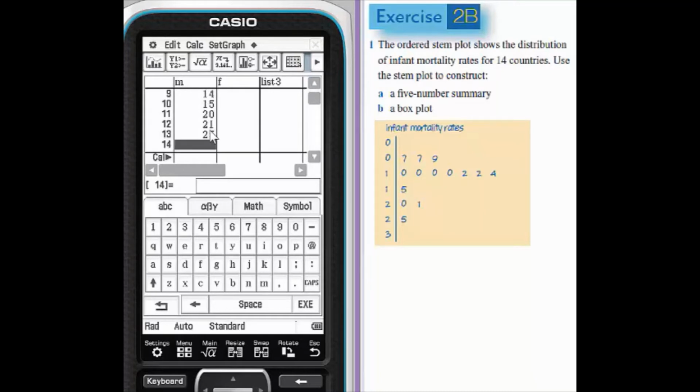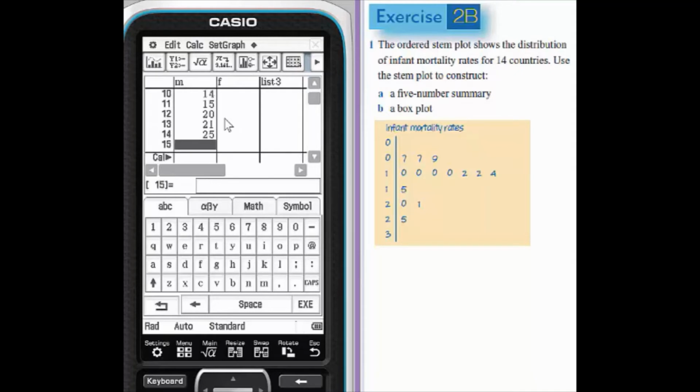So I'll just check that. Now you see here I've got 13 numbers, but the question tells me there are 14. So I've missed something out. So let's double check. 7, 7, 9, 10, 10. There's 4 10s. There should be 2 12s. So I'm going to now put my second 12 in. 14, 15, 20, 21, and 25.